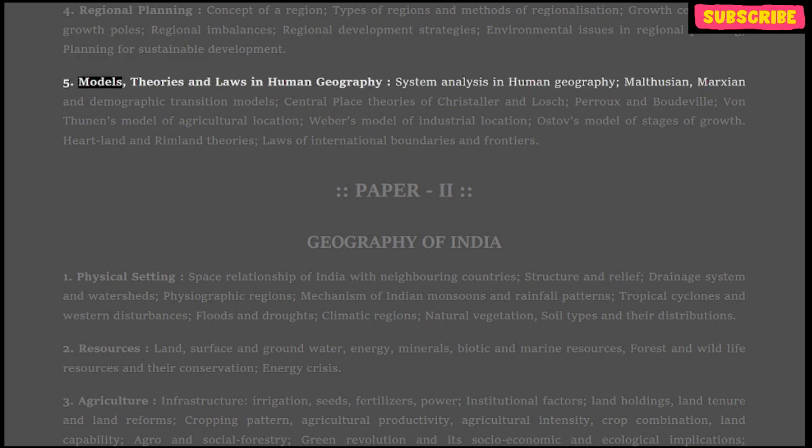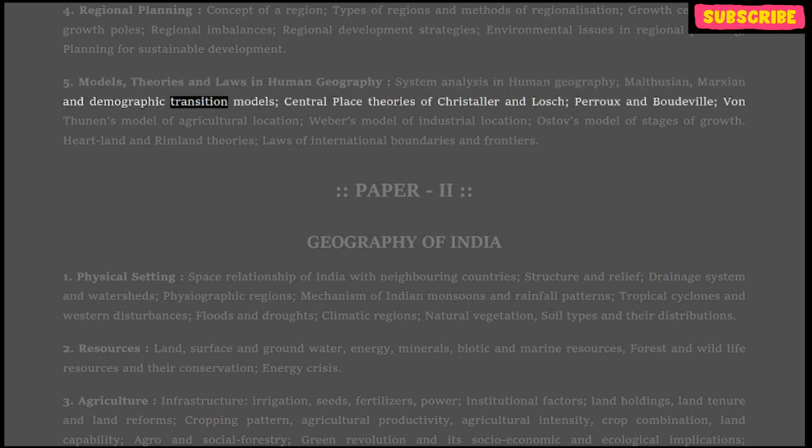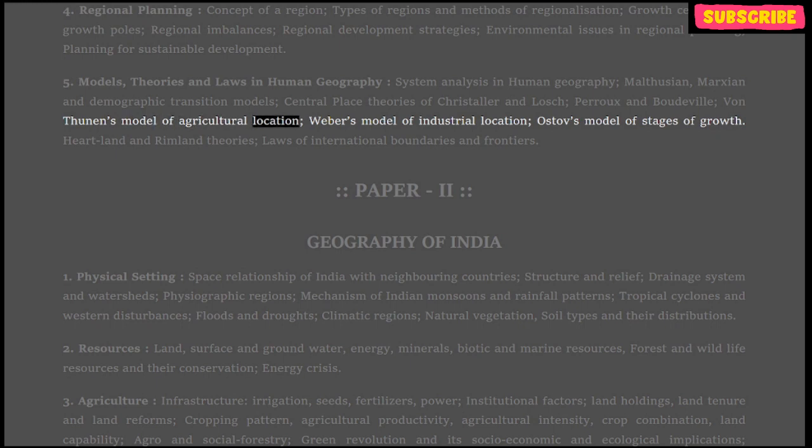5. Models, theories and laws in human geography. System analysis in human geography, Malthusian, Marxian and demographic transition models, central place theories of Christaller and Losch, Perroux and Boudeville, von Thünen's model of agricultural location, Weber's model of industrial location, Rostow's model of stages of growth. Heartland and rimland theories, laws of international boundaries and frontiers.